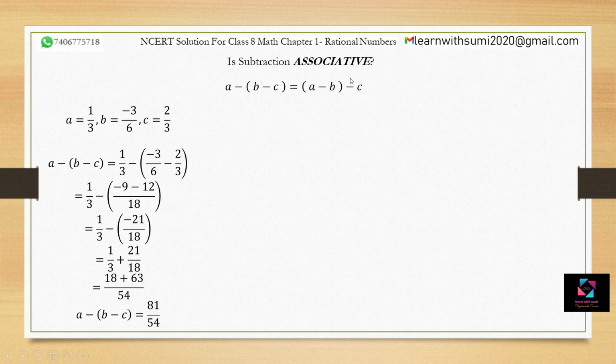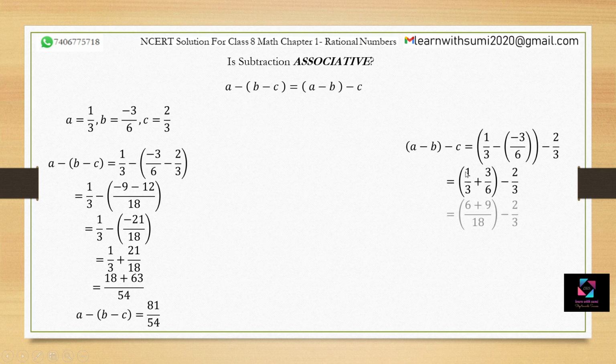Now let's check for RHS. What happens when we subtract a minus b, then with c? So 1 by 3 minus 3 by 6 minus 2 by 3. Let's subtract this first. When we subtract this first, minus into minus becomes plus. 1 by 3 plus 3 by 6. Let's cross multiply.